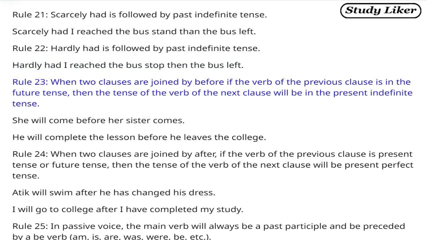Rule 23, when two clauses are joined by before, if the verb of the previous clause is in the future tense, then the tense of the verb of the next clause will be in the present indefinite tense. She will come before her sister comes. He will complete the lesson before he leaves the college.